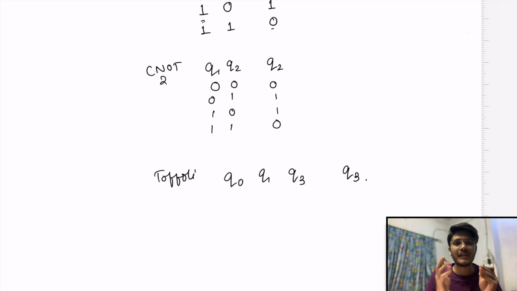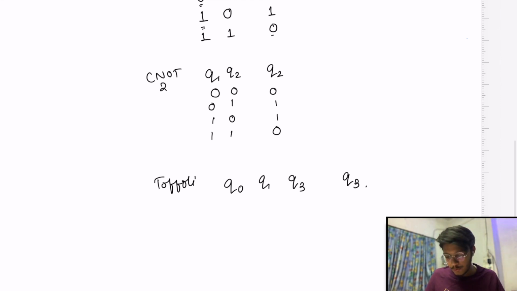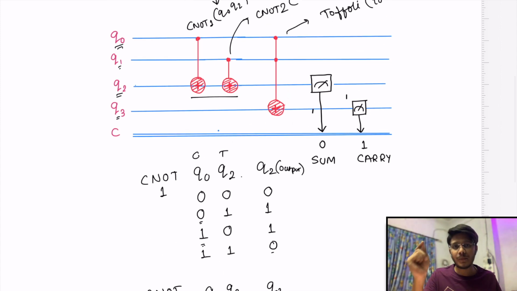If you are able to just think on it, okay? If your CNOT gate is a 2 qubit gate which is dependent on one control and one target qubit, right? Now your Toffoli is a 3 qubit gate which is dependent on two control bits and one target bit.